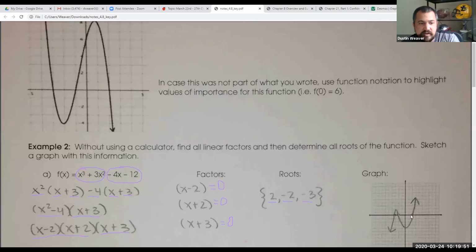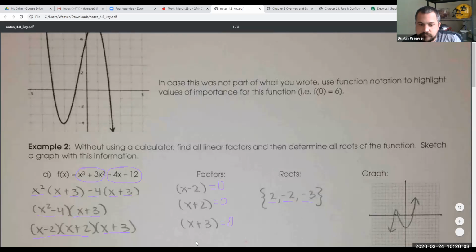Okay, anybody got a question there on example 2? All right, I'm going to keep moving.